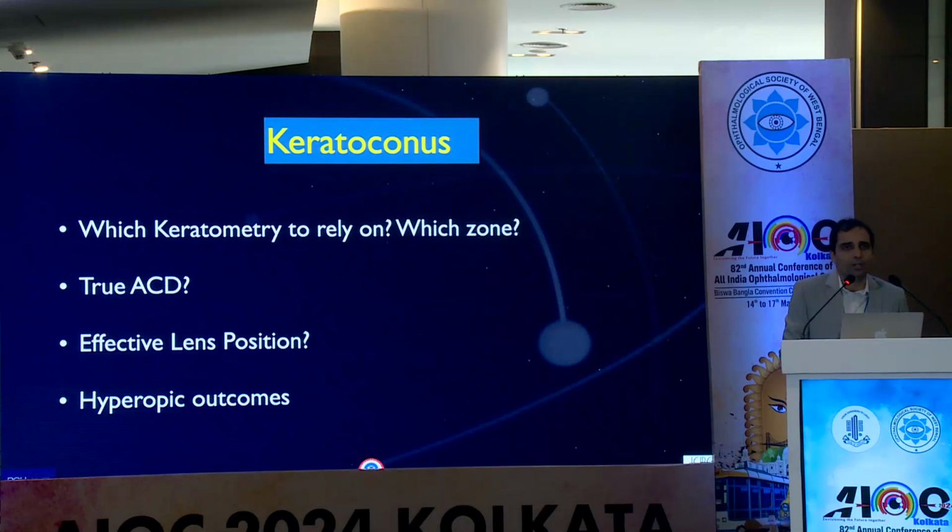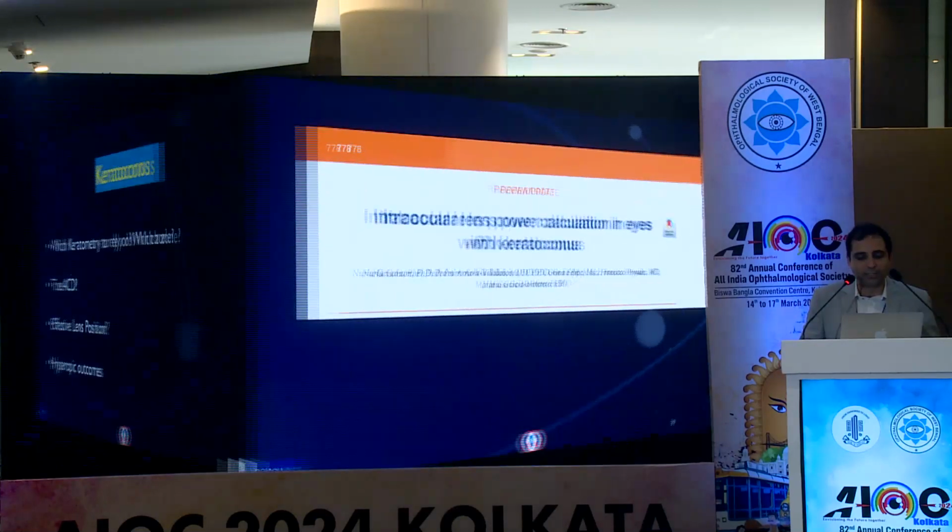There's a lot of debate on what keratometry to rely on. Should we rely on a more central keratometry? Should we rely on the mid-peripheral keratometry? What is the true actual anterior chamber depth because of the corneal thinning, and therefore the effective lens position? And most of the formulas I've shown give hyperopic outcomes as far as keratoconus goes.